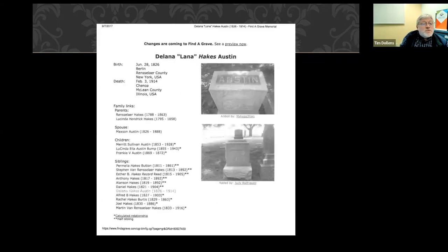Here's his actual stone with his wife, and her name was Delana or Lana Hakes Austin. And then you see her with her siblings. All these things can be seen here. Just go verify that they're actually true. People submit them, and of course most people try to be correct, but it at least gives you clues to go look for yourself. But hey, there's a cool stone of your ancestor in a cemetery that you could actually go look at and take a picture of.